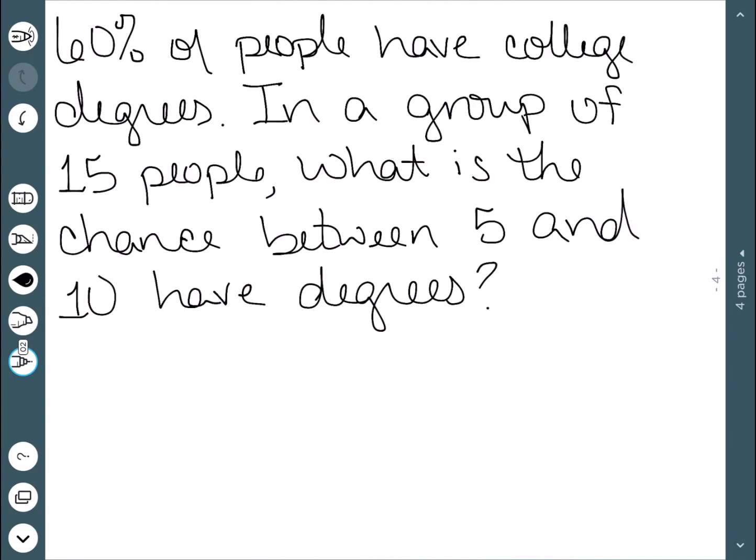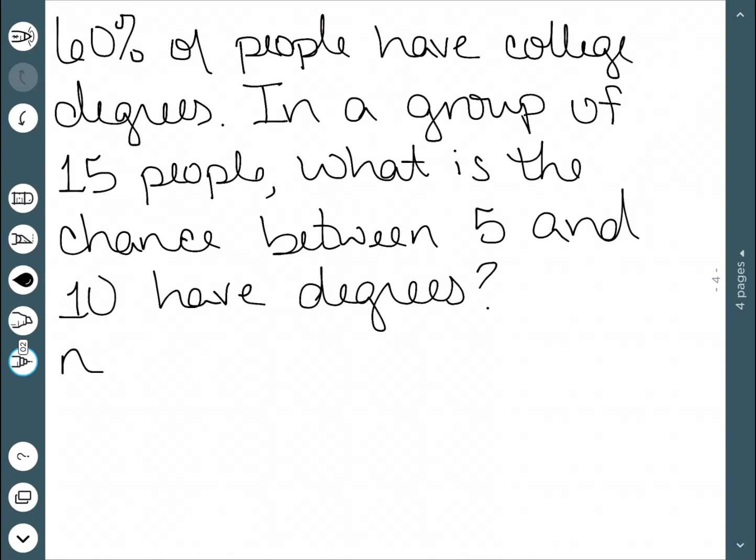Luckily, people many years ago put up tables that can help us sort through these things a lot easier. We have full tables with binomial probabilities, and so now we just need to understand how to use them. Let's do an example and try to use our table to figure it out. So here I have 60% of people have college degrees, and we have a group of 15 people. We want to know what's the chance between 5 and 10 have degrees.